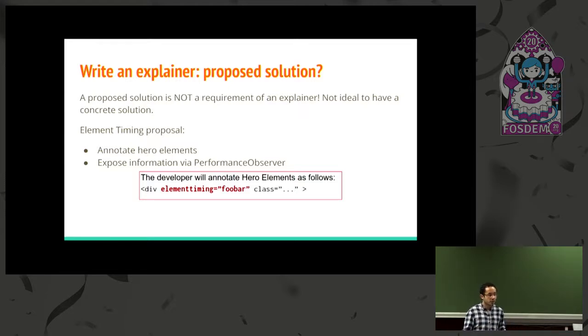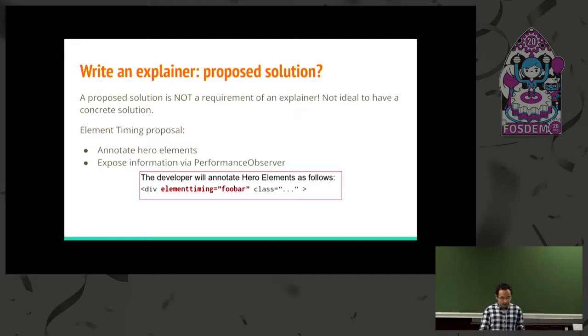In fact, we discourage people to have very concrete proposals in their initial explainer because, as even browser engineers are human beings, right? We get attached to the solution that we're first proposing. So then it'll be harder to make drastic changes on the initial proposal if we have a very concrete proposal at the very beginning.